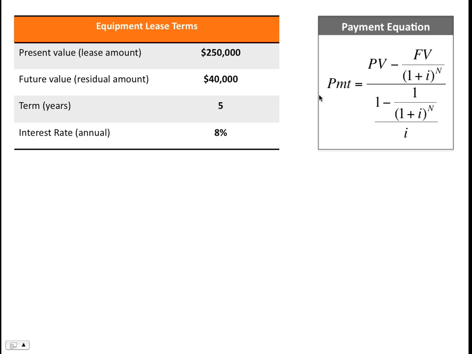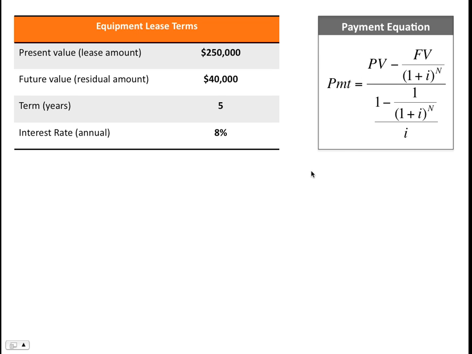Here we have the equation. PMT stands for the monthly payment amount. The present value, or the total lease amount in this problem, is $250,000. The future value, right here, is the residual value of $40,000. I stands for the monthly interest rate, and N stands for the number of monthly payments.